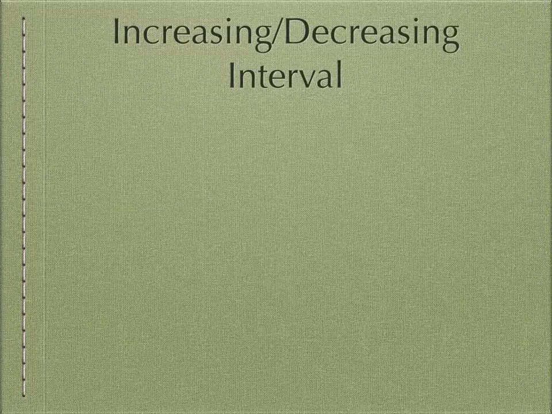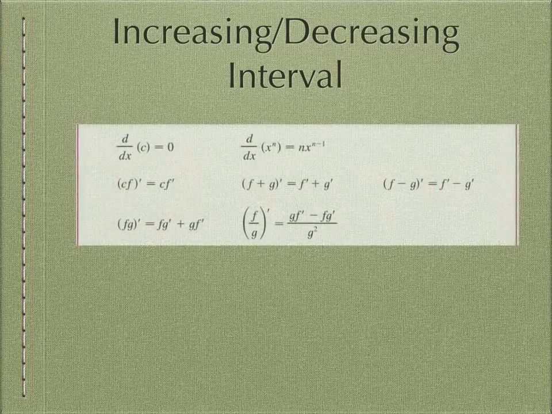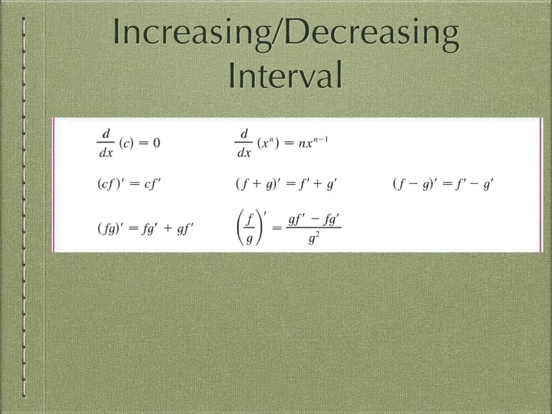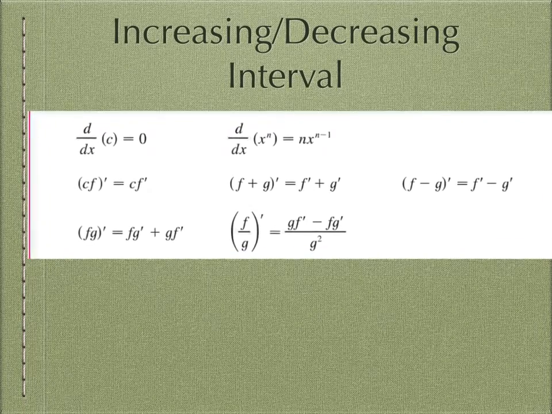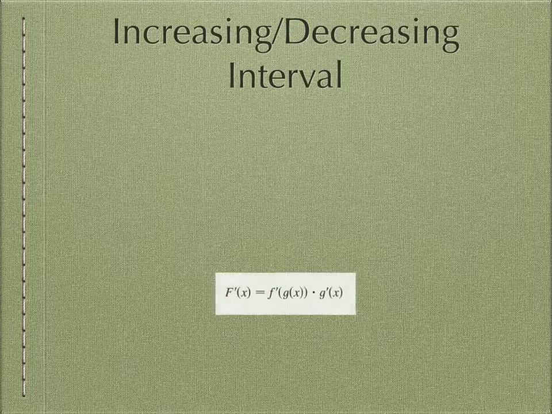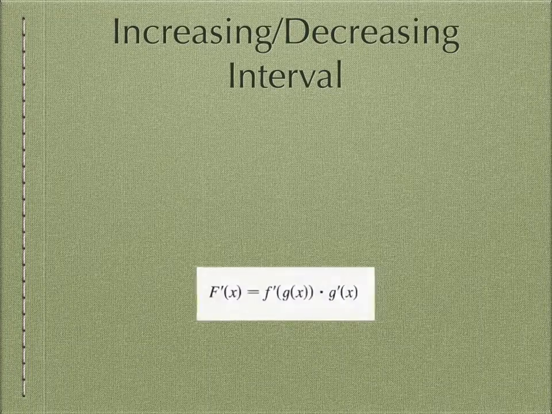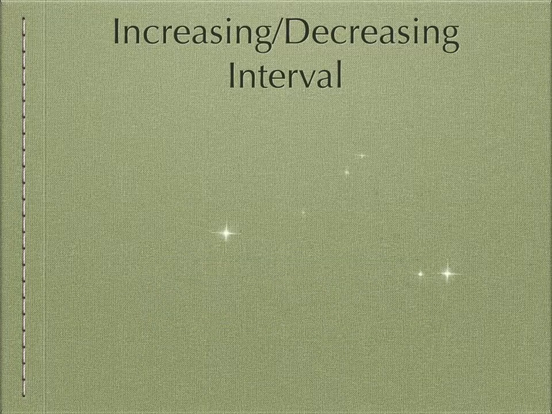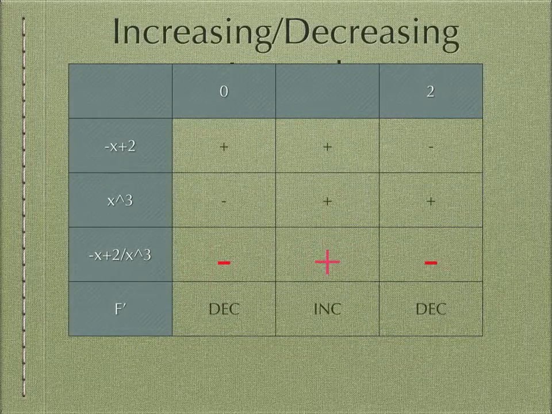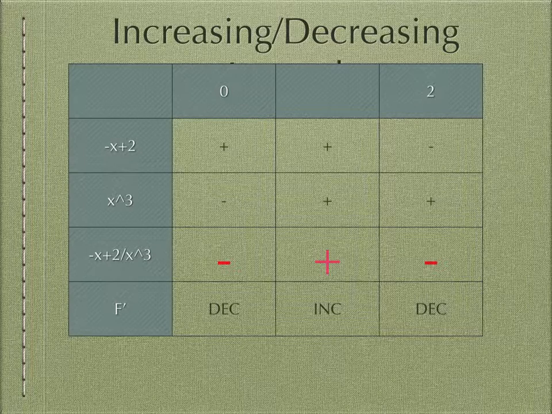Increasing and decreasing intervals. Okay, I'll show you briefly the rules of the first derivative that we can use. The most interesting one is the product rule, and we don't have to forget the chain rule. We use these rules to find our derivative and set it equal to 0. When we set it equal to 0, we get some points. In this example we got 0 and 2, and then we need to make a sign chart in order to find where our graph is decreasing and where it is increasing.